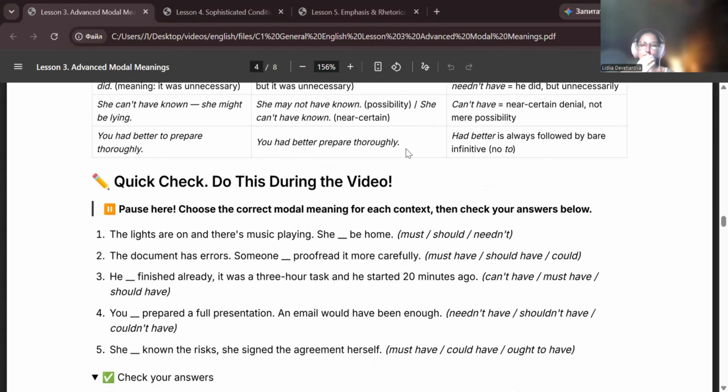And a little quick check. Take your time. Pause the video. I'm giving you 20 seconds. Go and complete these sentences, and we will check them together.